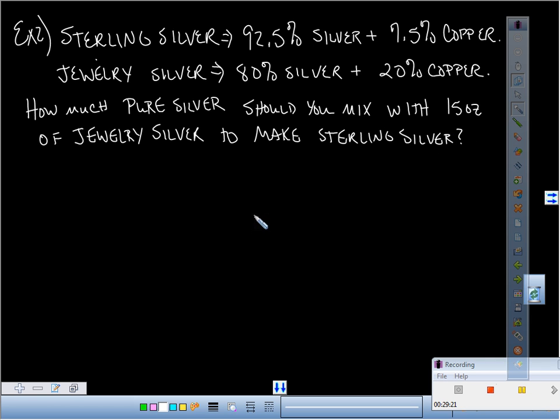Okay, so there's the problem. Now let's think about what we're doing. I have jewelry silver, right? How much do I have? 15 ounces. Okay? I want to make sterling silver out of it. So I got it in a pot right here. It's 80% silver, 20% copper. If I want to make sterling silver, I want it to be more silver. Okay? So I've got to dilute it down with silver, right? I want the silver percentage to go up, the copper percentage will go down.